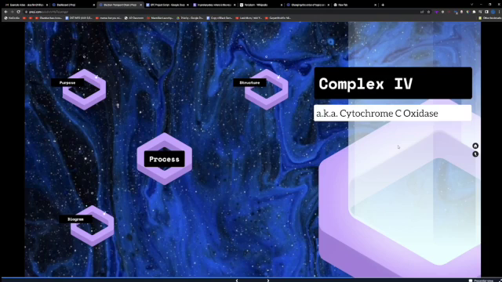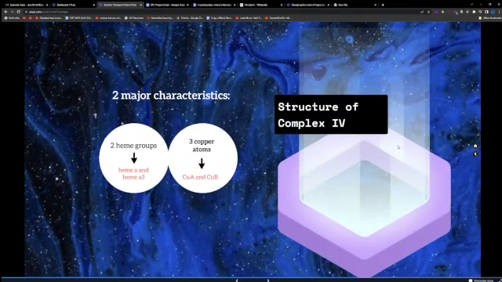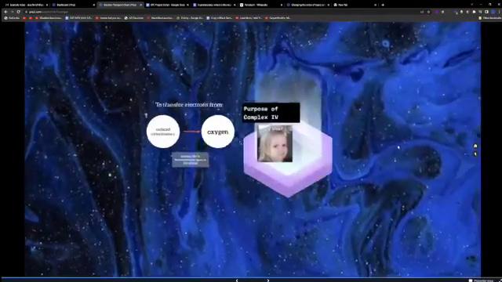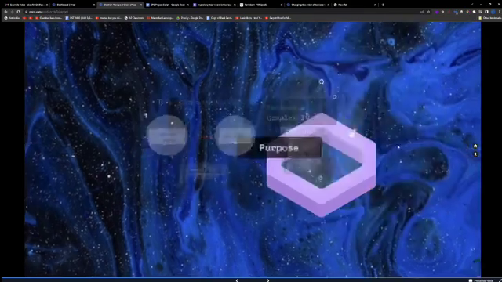Complex 4, also known as cytochrome C oxidase, is the 4th major protein in the electron transport chain. It has 2 heme groups, A and A3, and 3 different copper atoms, classified into copper A and copper B. Complex 4's main purpose is to transfer electrons from cytochrome C into oxygen to form water, pumping 4 protons into the intermembrane space.